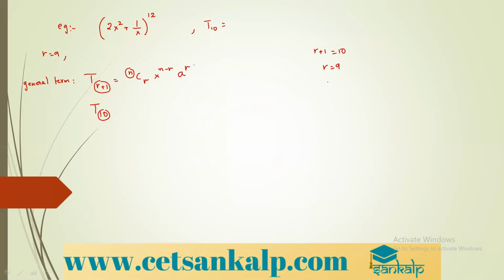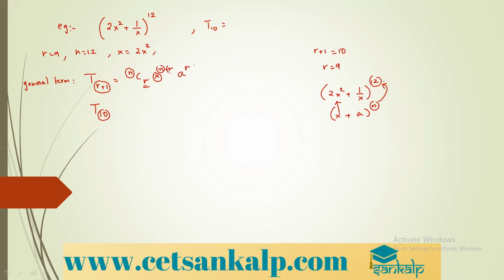See the expansion (2x² + 1/x)^12. How is this looking? (x + a)^n. So I can compare n with 12, so n is equal to 12. And now I want r. I know r is 9. Next, I want x. So x, I have to write as 2x². Compare and see, in place of x, I will write 2x².